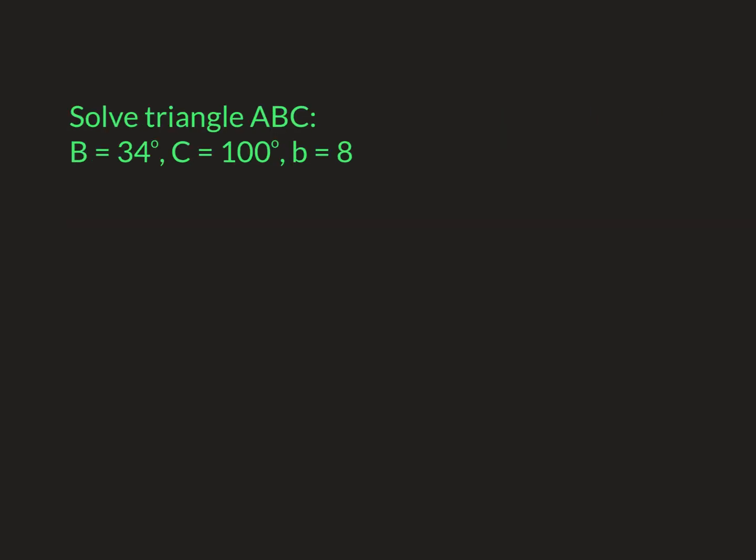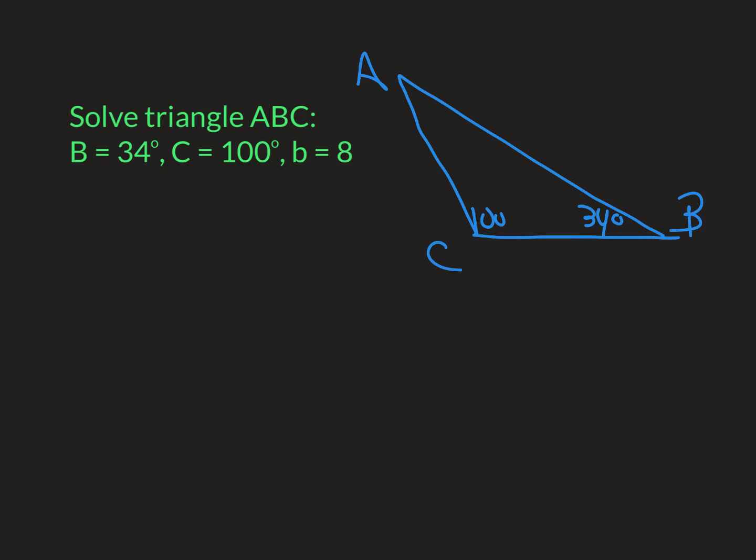Okay, this one says solve triangle ABC, where angle B is 34, angle C is 100, and side b is 8. When it says solve triangle ABC, it means find everything. It may not be a bad idea to draw that triangle. Angle C is obtuse, it's 100 degrees. Angle B, doesn't matter where you put it, is 34 degrees. Angle A is up here, and what am I looking for? Little b is 8.